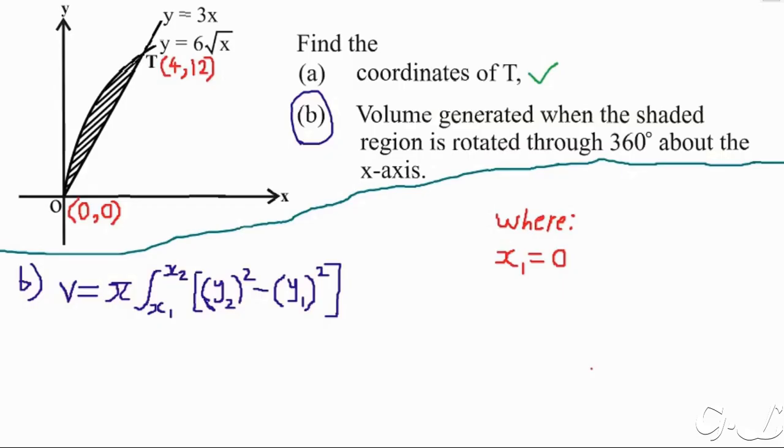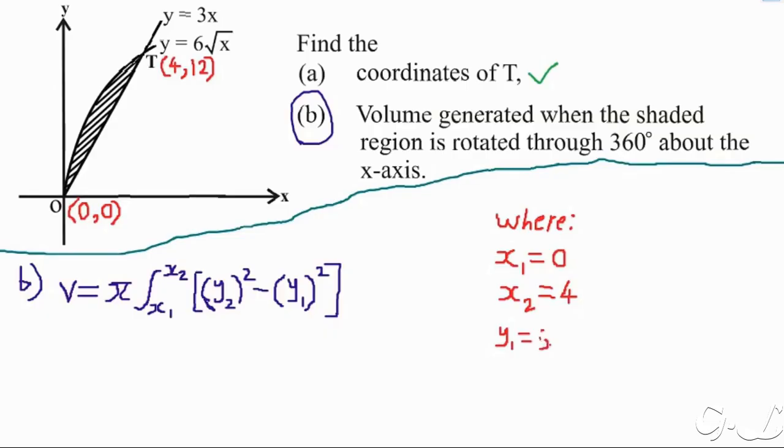Let's now go to x2. Again, how do we identify it? We have to look for the x coordinate which is on the right, according to the shaded region which is given. The x coordinate which is on the right is 4. So therefore x2 will be 4.